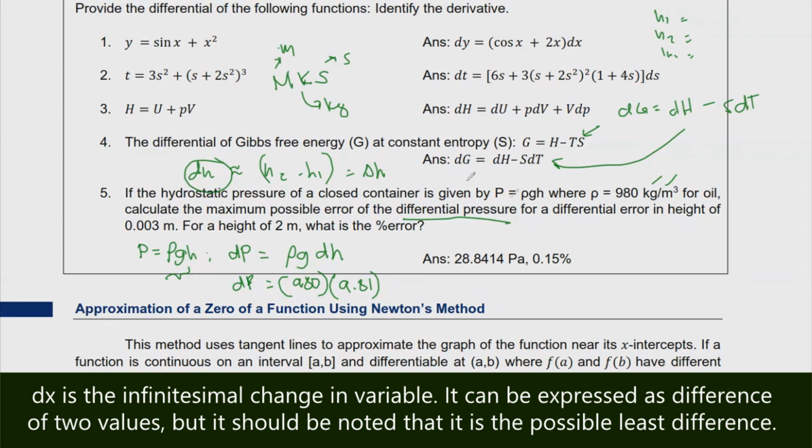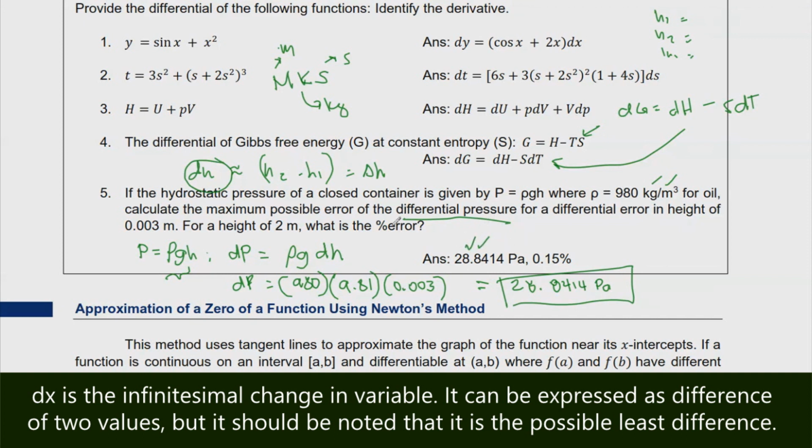Okay, so anyway, in this case the differential error in height is 0.003 meters, so that's our dh. So you'll be able to get an answer of 28.8414, and that's in pascals. Okay, so this is the answer for the first question. That's the differential pressure, and this is what you've obtained.